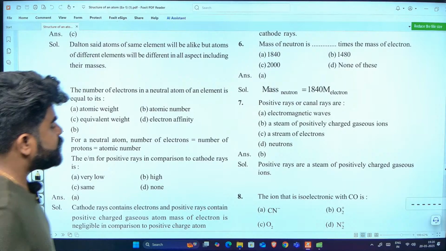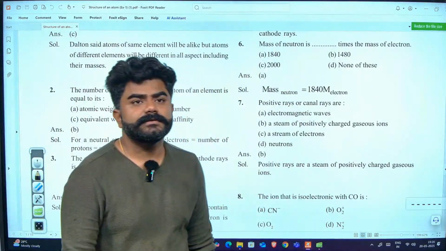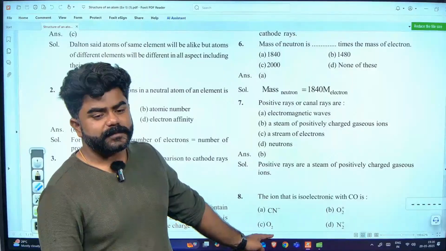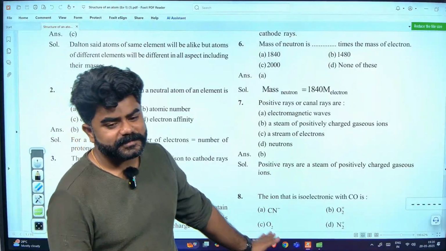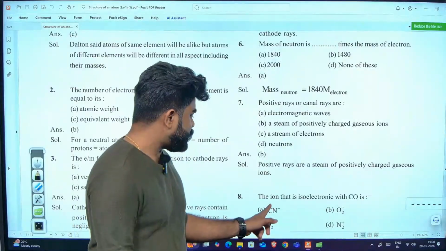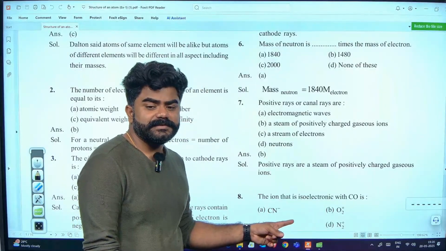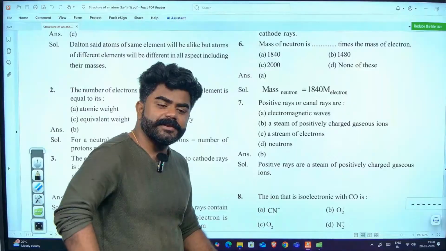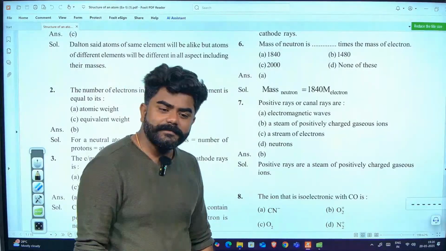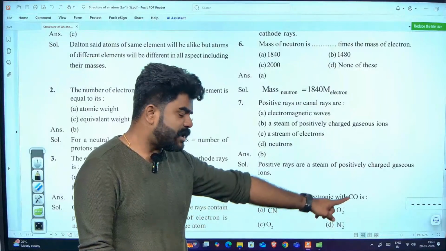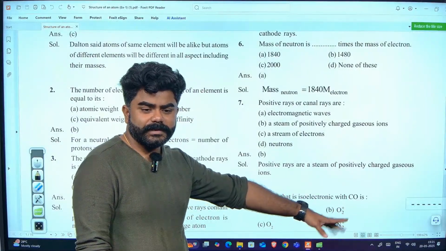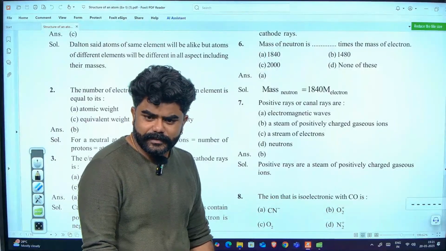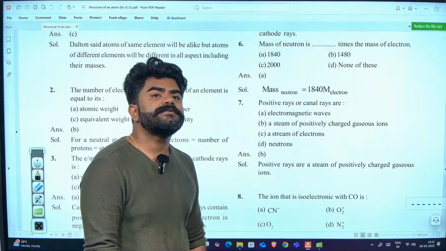Found it? Which is isoelectronic with carbon monoxide? What is the count of electrons in CN minus? 12. How many for carbon? For nitrogen? Okay, so 6 + 7. There is a minus there, what does it mean? It means one electron is added. So 14. How many electrons did we see in carbon monoxide? 6 + 8 is 14. So CN minus is isoelectronic with carbon monoxide. Did you all understand, children? Yeah?